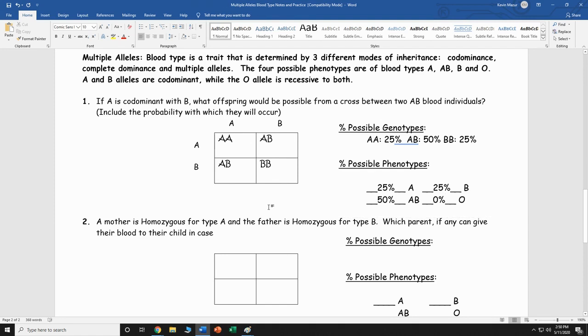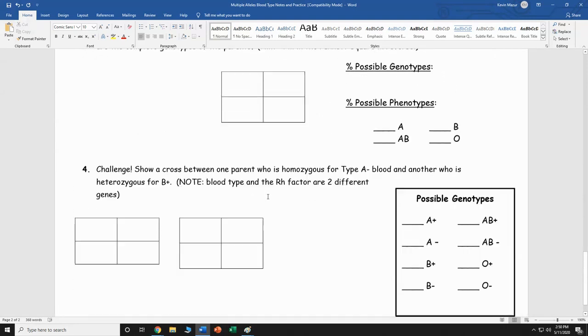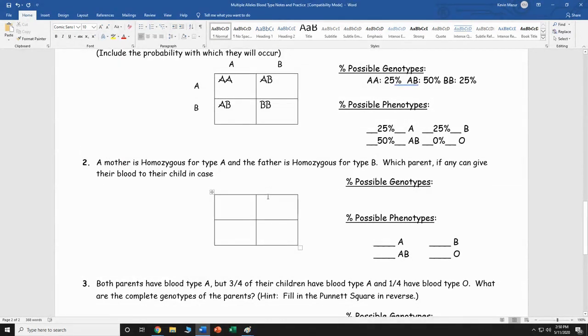All right. So if you got that right, your homework is to do the rest of the problems here. Good luck, and let me know if you have any questions.